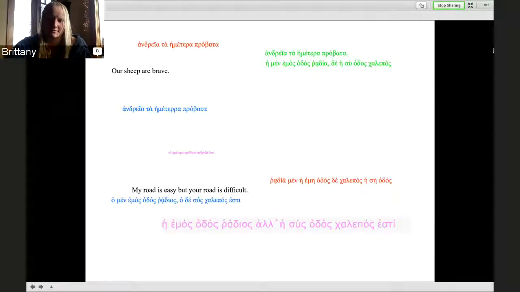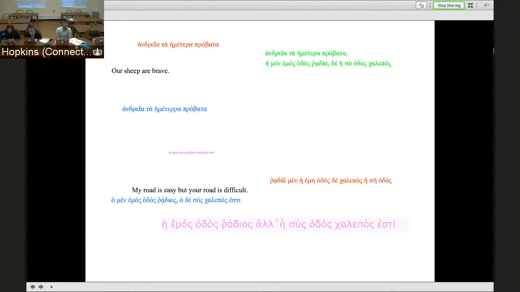iota subscript on radios. Oh, you need an iota subscript on it. It should also be radia, with the accent on the iota. Look at the accent. It's long alpha because it's feminine, so the accent will bump up. So radia, and as Brittany said, iota subscript on the alpha. Very good. That's because road is feminine, right? Road is feminine. Absolutely.